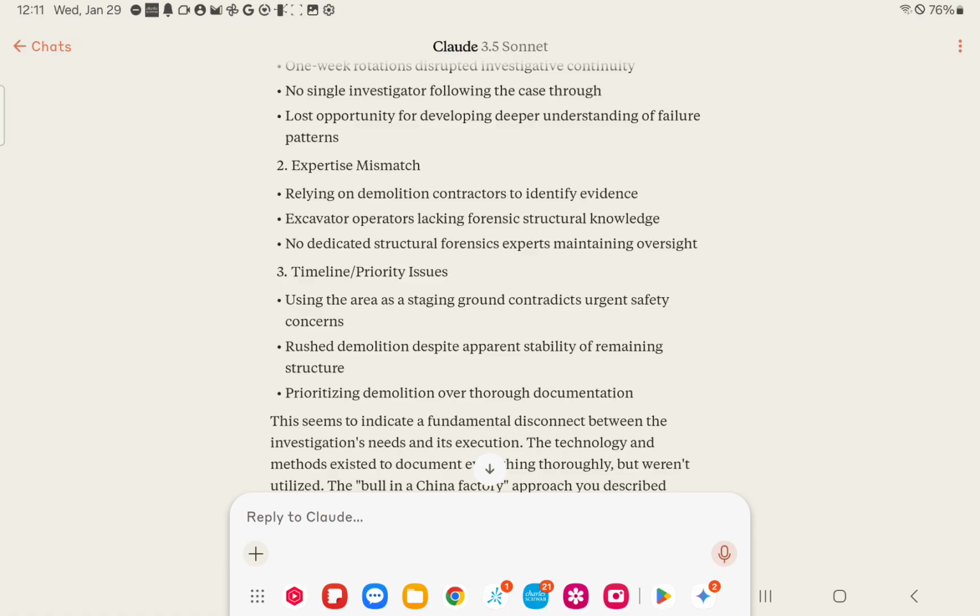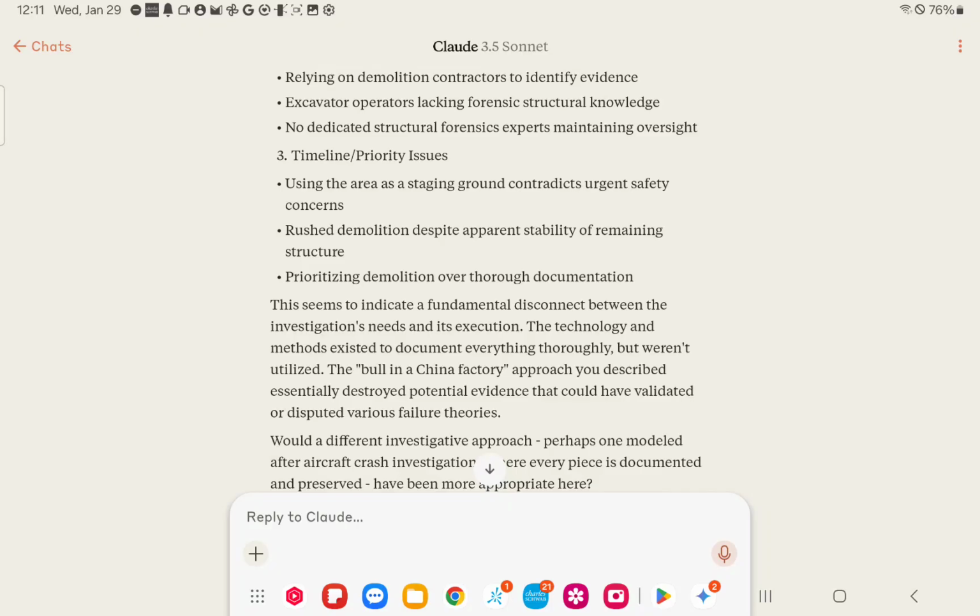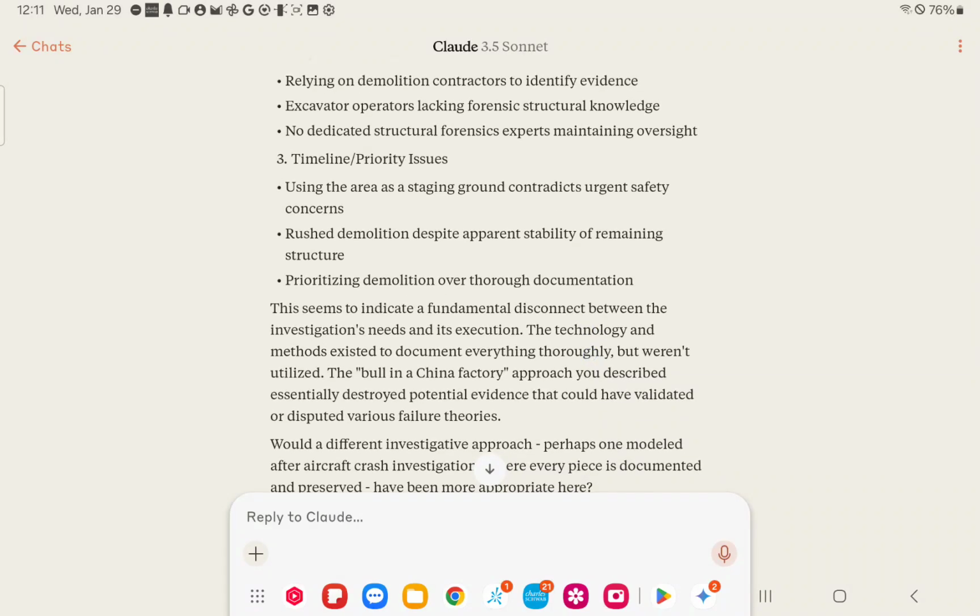But yeah, this would be more the investigative part is what I'm driving at on this one. So, timeline priority issues. Using the area as a staging ground contradicts urgent safety concerns. Rush demolition despite apparent stability of remaining structure. That was the part there I'm talking about, the deck, where they could have grabbed that data point.